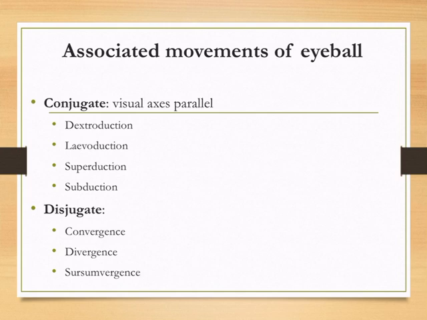Associated movements of the eyeball. When the visual axes of both eyeballs move parallel to each other, it's known as conjugate movements. Examples are dextroduction when you look towards the right side, levoduction when you look towards the left side, supraduction when you look up, and infraduction when you look below. Disjugate movements are when the axes are converging, which is known as convergence. If the axes are diverging, that is known as divergence, which human beings can't do. And circumvergence, again something that human beings can't do, is when one axis is going upwards and the other axis is going downwards.